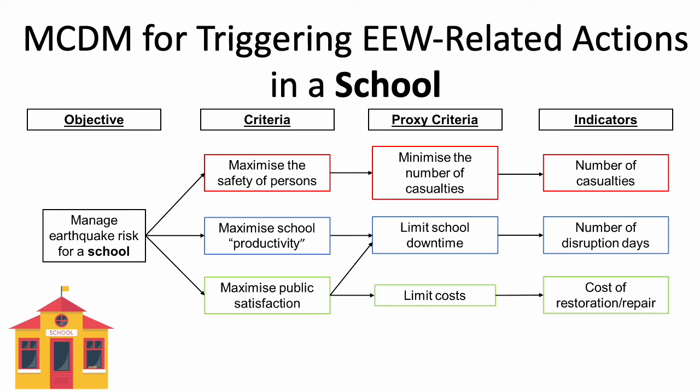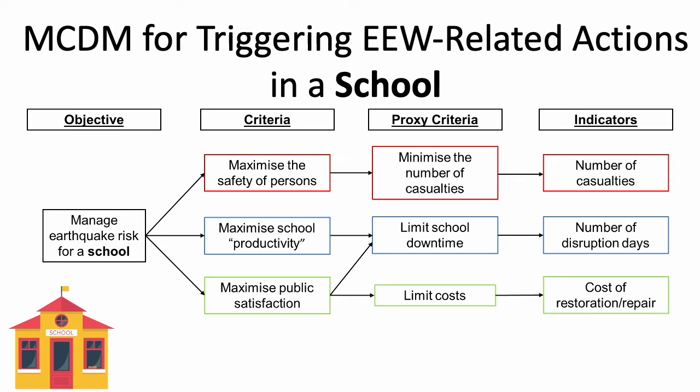So the first part of our method involves taking each of these criteria and translating them into a quantitative indicator. So we can think of maximizing safety as minimizing casualties, minimizing school disruption by minimizing the number of downtime days, and maximizing public satisfaction as minimizing disruption, but also minimizing repair costs or costs associated with a given action.